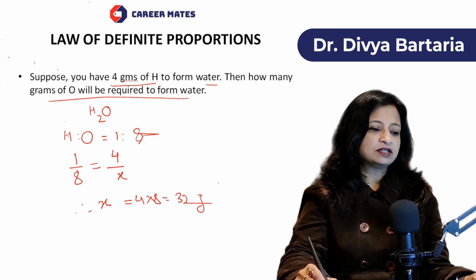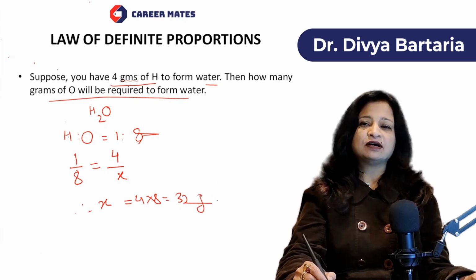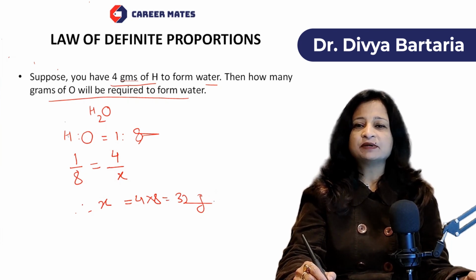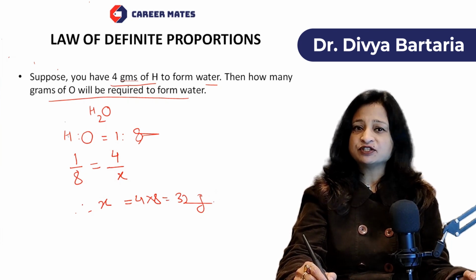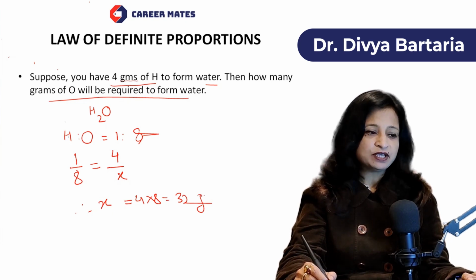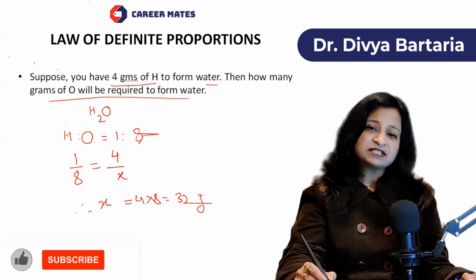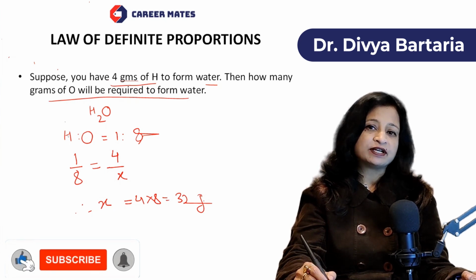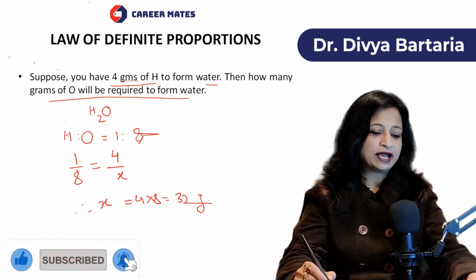Right? So this is the idea, that we always know that in all compounds, elements are present in fixed proportion, definite proportion by mass, and keeping in mind this concept, we can calculate the percentage or the ratio of another atom with respect to one atom.